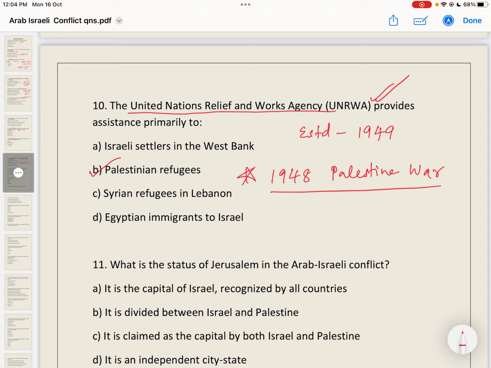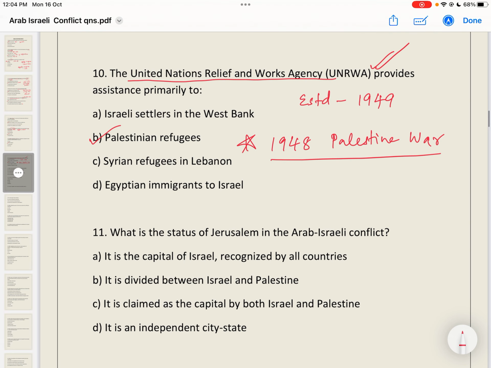Now, question 11. What is the status of Jerusalem in the Arab-Israeli conflict? A. It is the capital of Israel, recognized by all countries. B. It is divided between Israel and Palestine. C. It is claimed as the capital by both Israel and Palestine. D. It is an independent city-state. See, you have to pay attention here. The part that it is the capital of Israel is right, but it is not recognized by all countries. It is not internationally recognized. People have refused to recognize that.